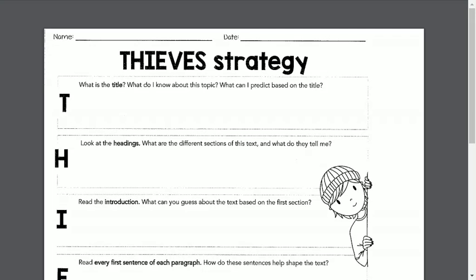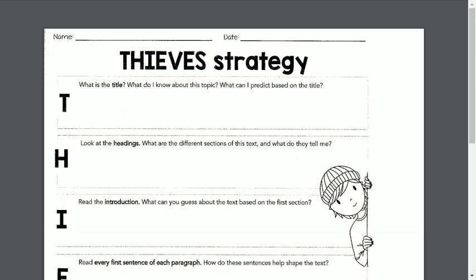All right, so the second thing, if you look back on your THIEVES strategy, the H is look at the headings. What are the different sections of this text, and what do they tell me? So let's look back at the ecosystem. I can look at this, and I can already tell that it's got some information here. It's got 2 paragraphs that I need to read.